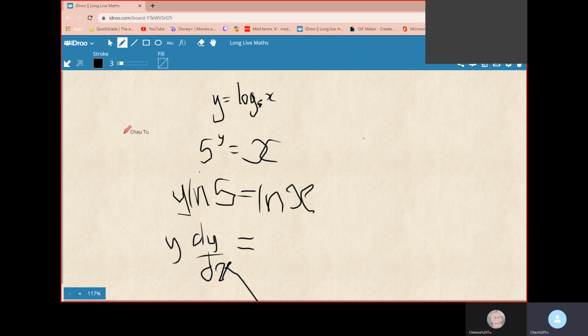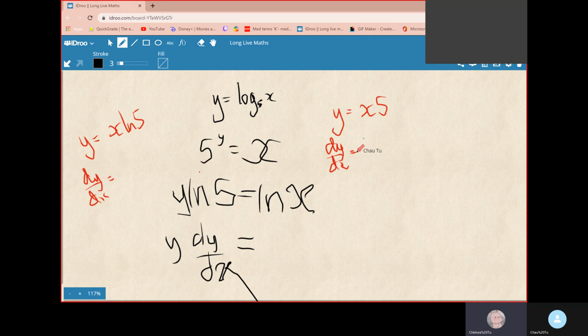Chelsea, how do you differentiate x natural log of 5? So what's dy by dx here? On the right hand side, how do you differentiate y equals x to the x times 5? How do you find dy by dx? You do the quotient rule. No, you mean the product rule. Yes, the product rule.